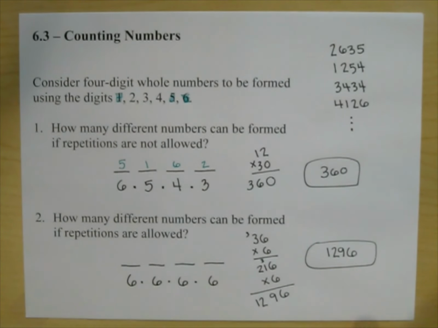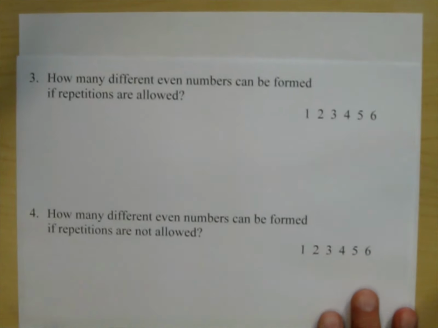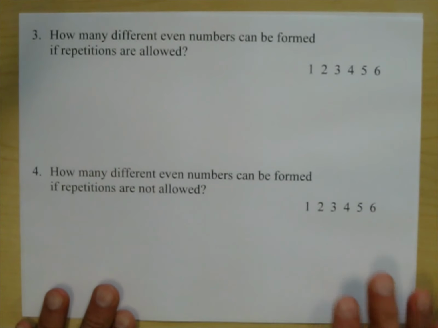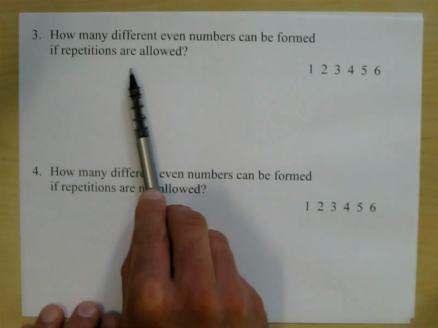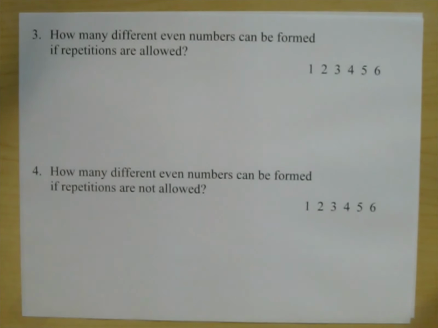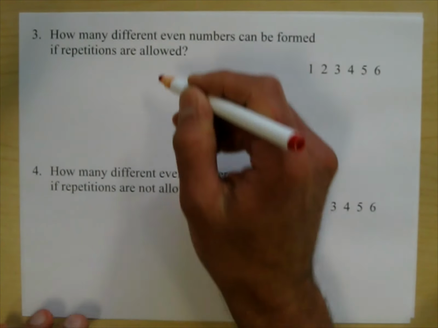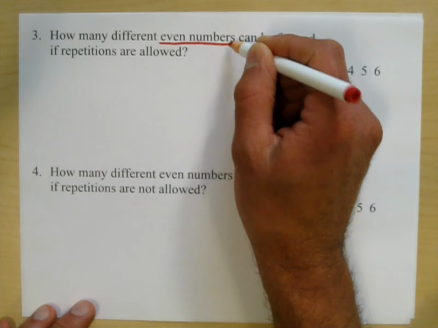Let's go ahead and do another pair of problems here. How many different even numbers can be formed if repetitions are allowed? So there is a restriction. Even numbers.